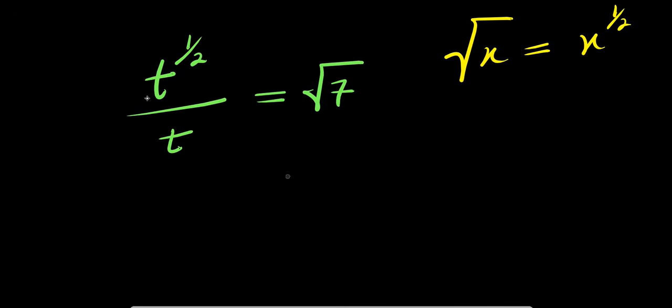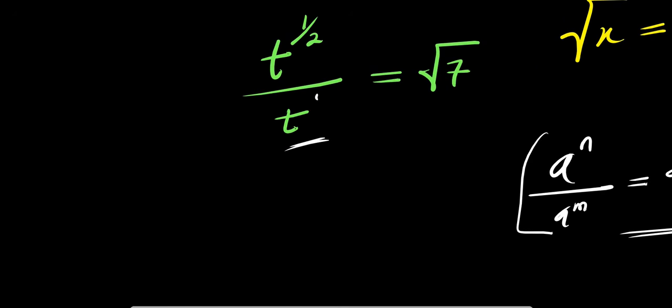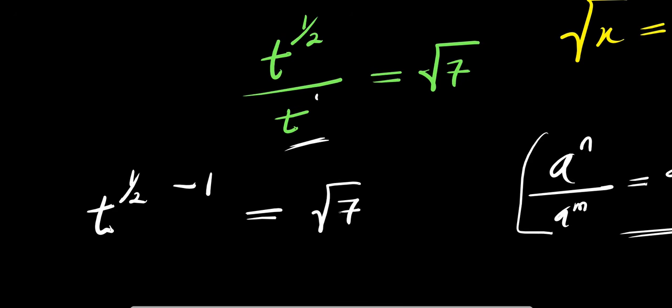Now, this is to the power of 1. You have a power n divided by a power m equals a power n minus m. Apply this right here. I will simply have t power 1 over 2 minus 1. Then this equals square root of 7.